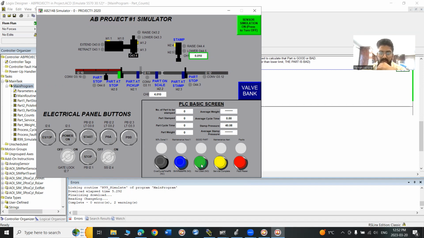There I have taken one light which tells whether the part is good or bad, meaning if it is in the range of 95 to 105, the part is good.